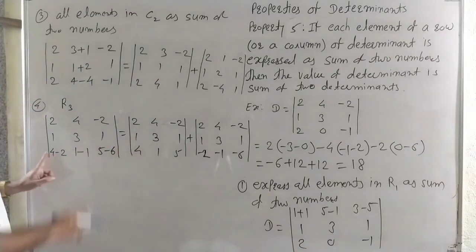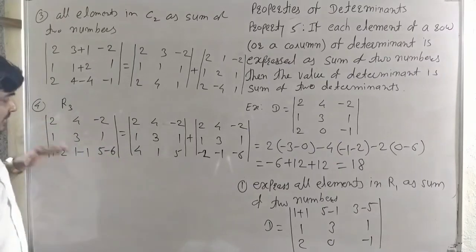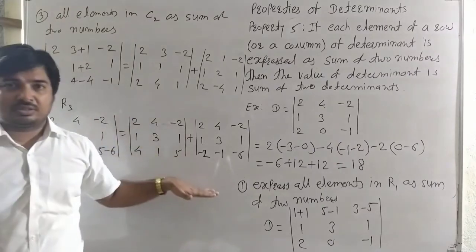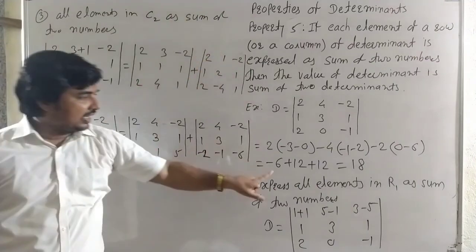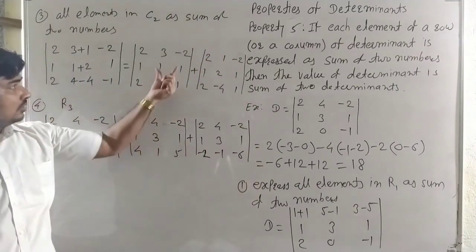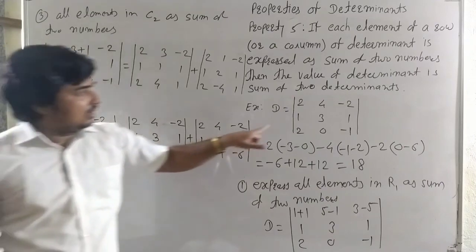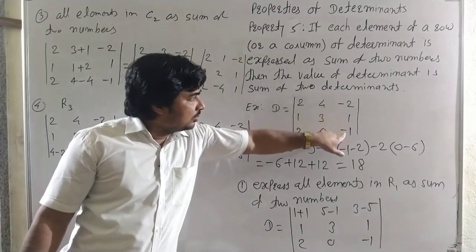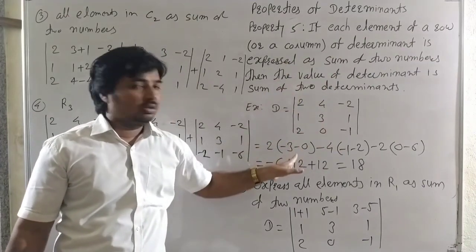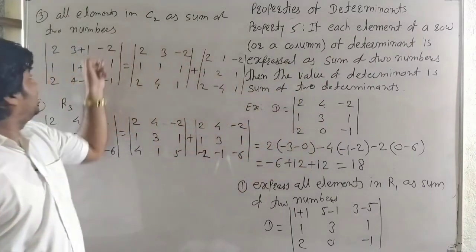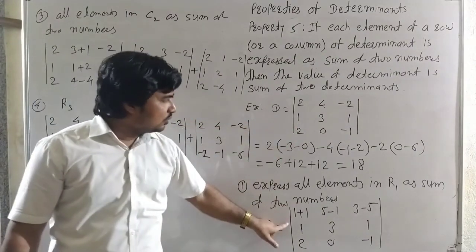Okay, here we can express all the elements in row 3 as a sum of two numbers. Here see carefully this property. And you can again convert column number 3 as a sum of two numbers, column 3, column 1, column 2 you can here. Okay, it is row 3, it is row 1.